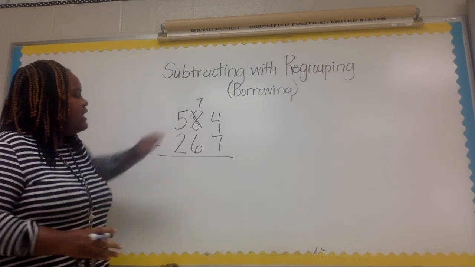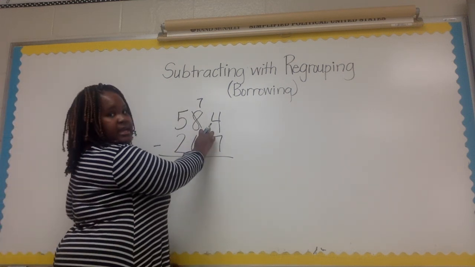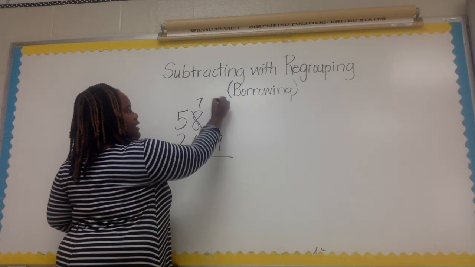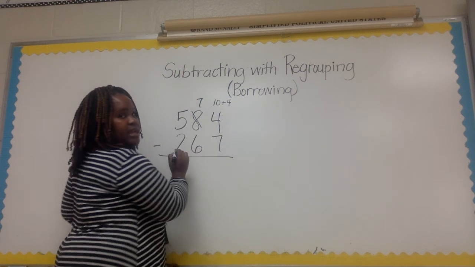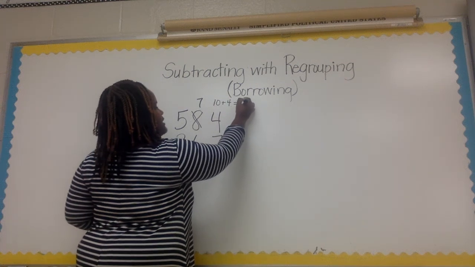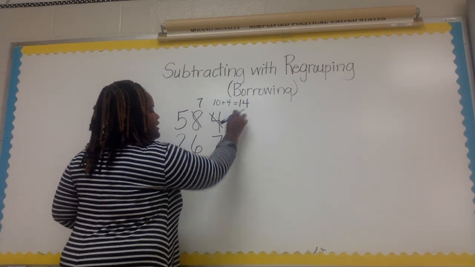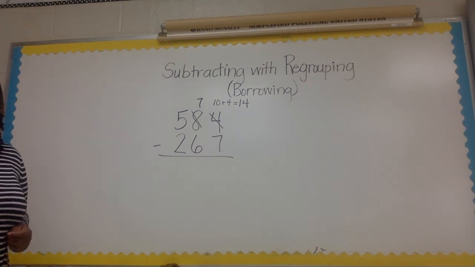All right, so I'm going to borrow a set of 10 here. And if I borrow a set of 10 here, I'm going to take the 10 that I borrowed and add it to the 4 that I have here. And that's going to make it 14. So I'm going to cross this out, and I actually made that 14, okay?